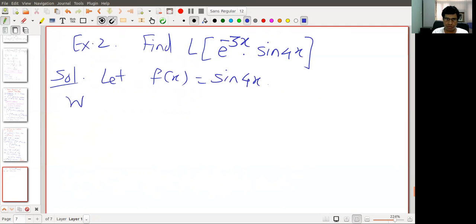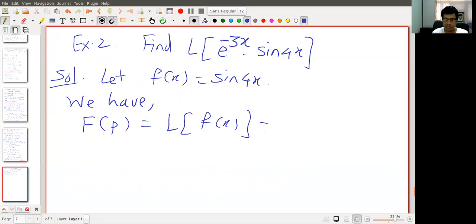We have capital F of p, that is Laplace transform of f of x. So this is of the form sine ax, so its Laplace transform is given by a divided by p square plus a square. So this is 4 divided by p square plus 4 square, that is 16.